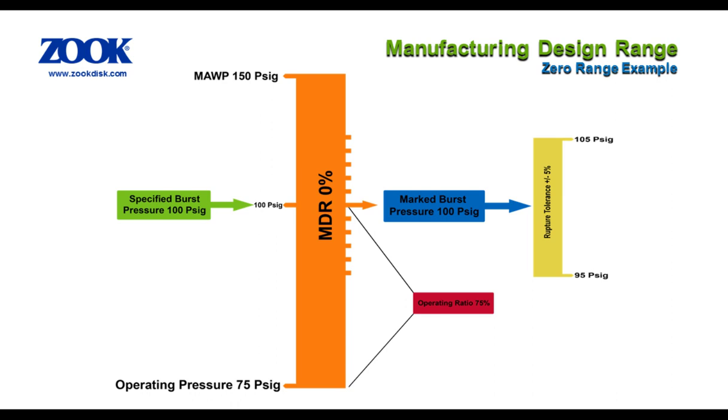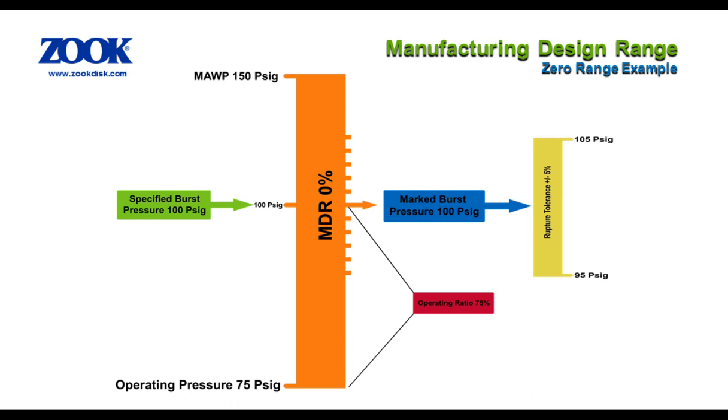First off is what we call a zero-range MDR example. In this case, let's assume the client has a system with an MAWP of 150 psi. Their process engineers have specified a burst pressure of 100 psi, and their normal operating pressure is 75. They've decided on a 0% or a zero manufacturing design range. This means that the marked burst pressure of the disk equals the specified burst pressure, in our case, 100 psi.